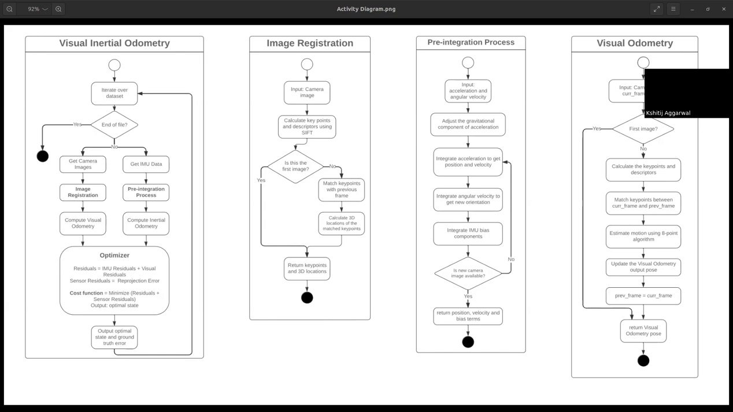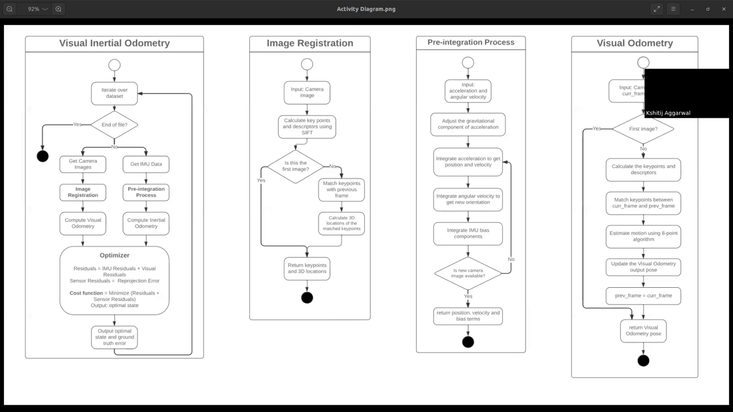Next up is the pre-integration process. The raw input from the IMU is corrected to account for gravitational force and integrated to get the position and instantaneous velocity. And this output is then integrated with IMU bias components and finally returns the corrected position and velocity.